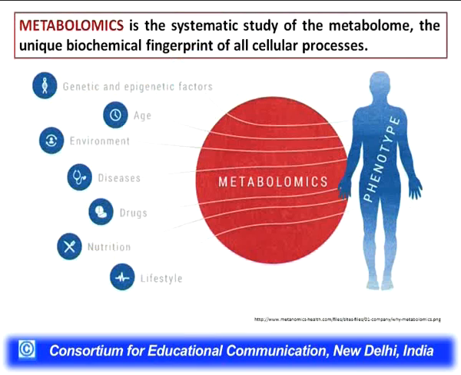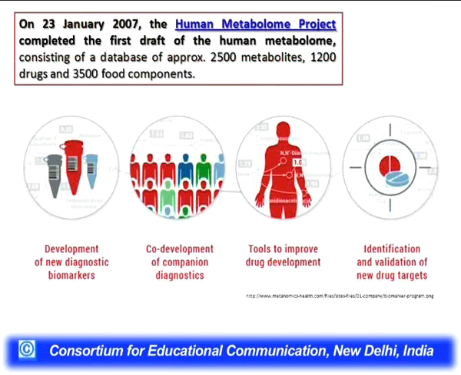So a branch of science has come up which is called metabolomics, which deals with understanding all these metabolites functioning within our body, and it helps us understand the various genetic factors which are contributing and changing these things. And with this part I end my lecture. In the year 2007 the whole set of human metabolites was mapped; in the first draft about 2500 metabolites were mapped and 1200 drug targets were found, along with 3500 food components which affect the various metabolic pathways.